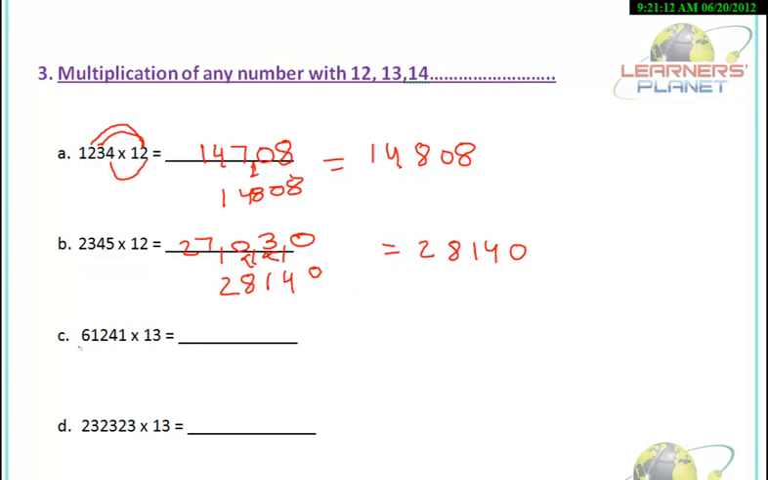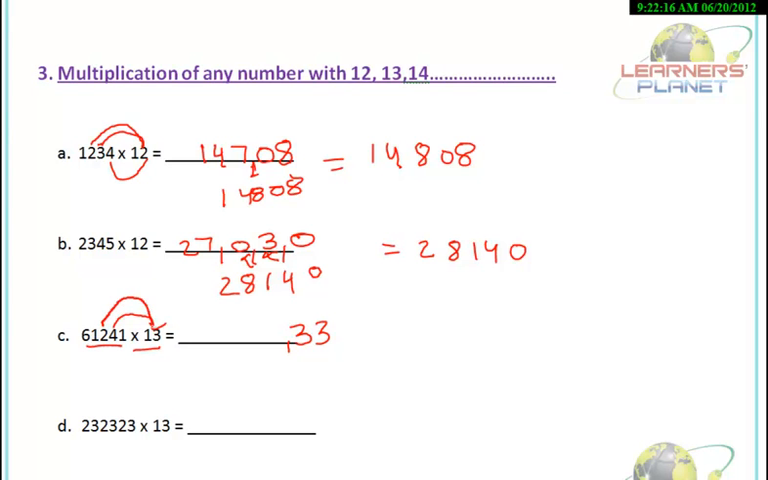Here we are going to multiply 61241 into 3. The method is similar to the previous one. In this case, we'll be multiplying the numbers by 3 and then we'll be adding them to the digit on the right. Okay, so here we are going to multiply 1 and 3. 1 into 3 will give us 3. Okay, then 4 3s are 12 plus 1, 13. We write 3 over here, 1 over here.